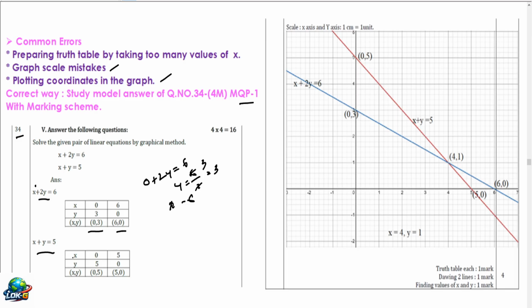Similarly, x plus y is equal to 5. When you put x is equal to 0, y will be 5. When you put y is equal to 0, x will be 5. You unnecessarily take too many values. Don't take. Plot the graphs here.